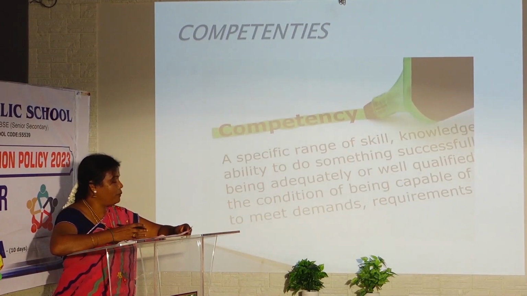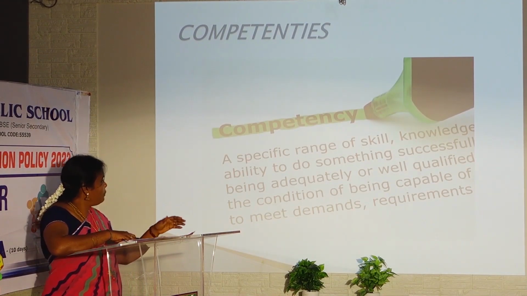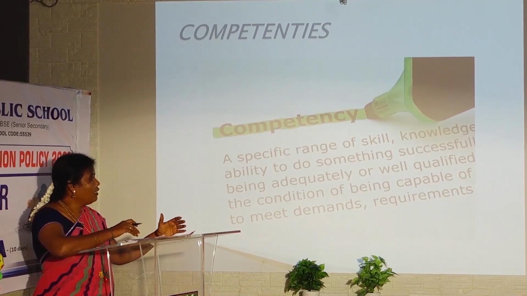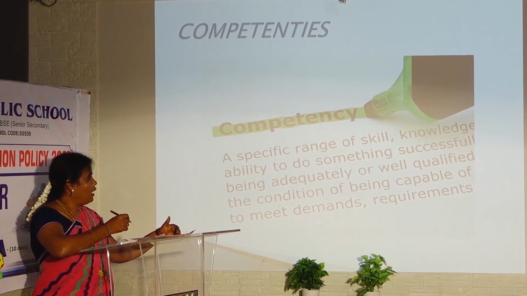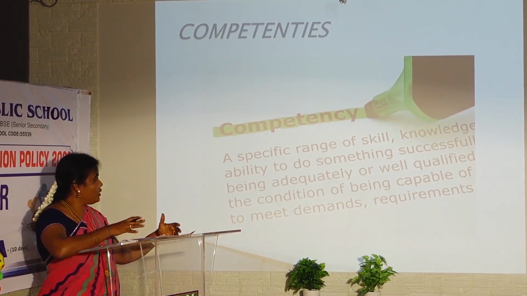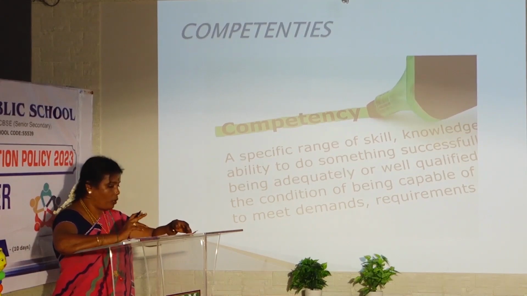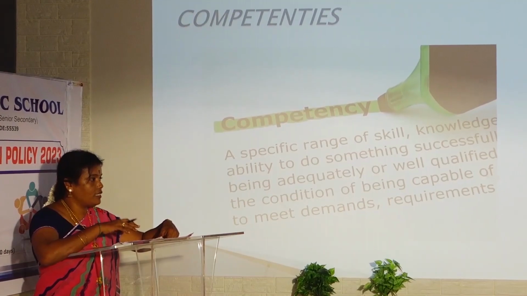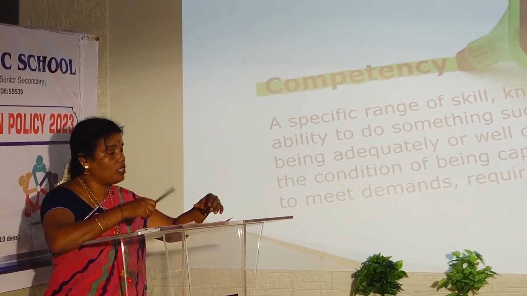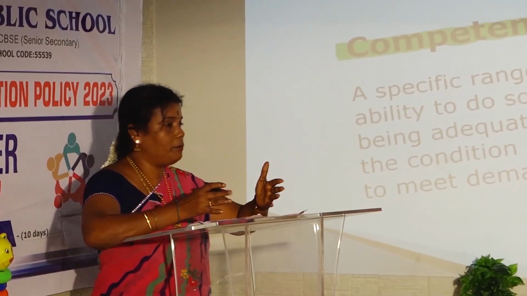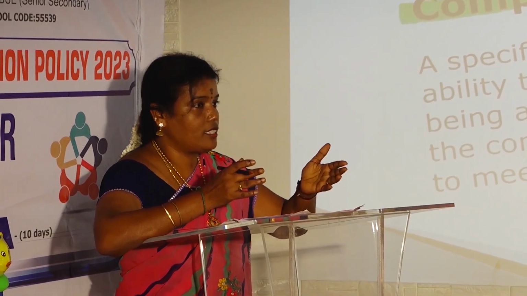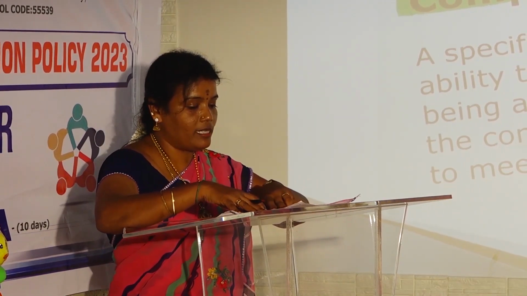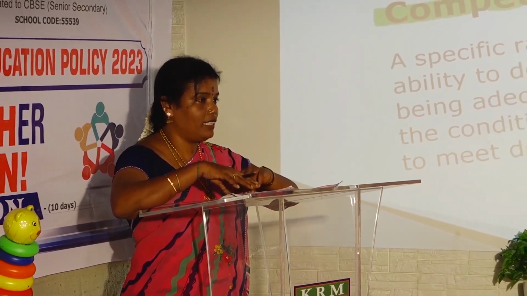First we'll go, what are competencies? Competencies in the National Curriculum Framework include socio-emotional and physical development. They also include the development of critical thinking, problem solving, creativity, collaboration and communication, and also digital literacy skills among learners. They also include the development of values such as respect for diversity, empathy, social responsibility and environmental awareness, and also life skills among learners.